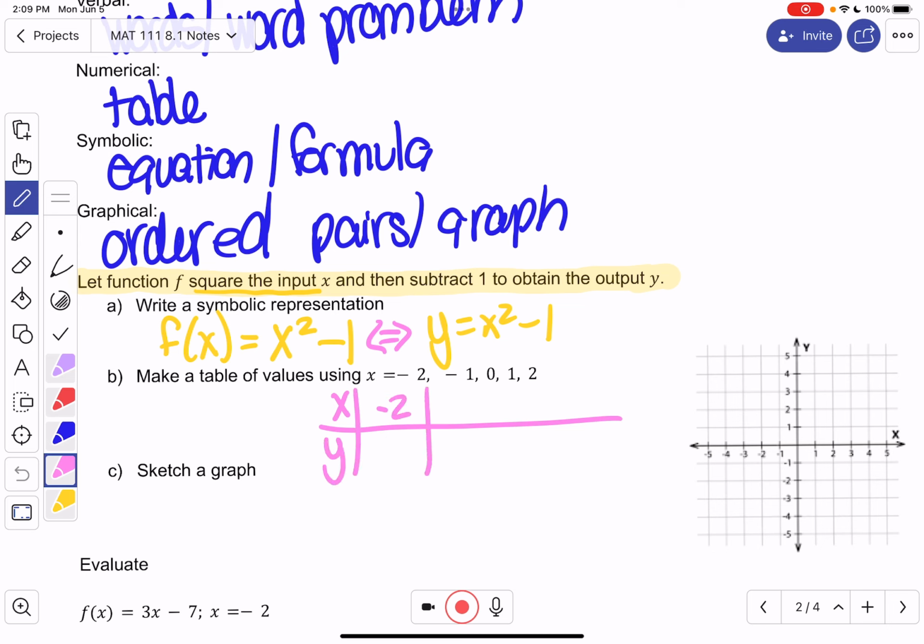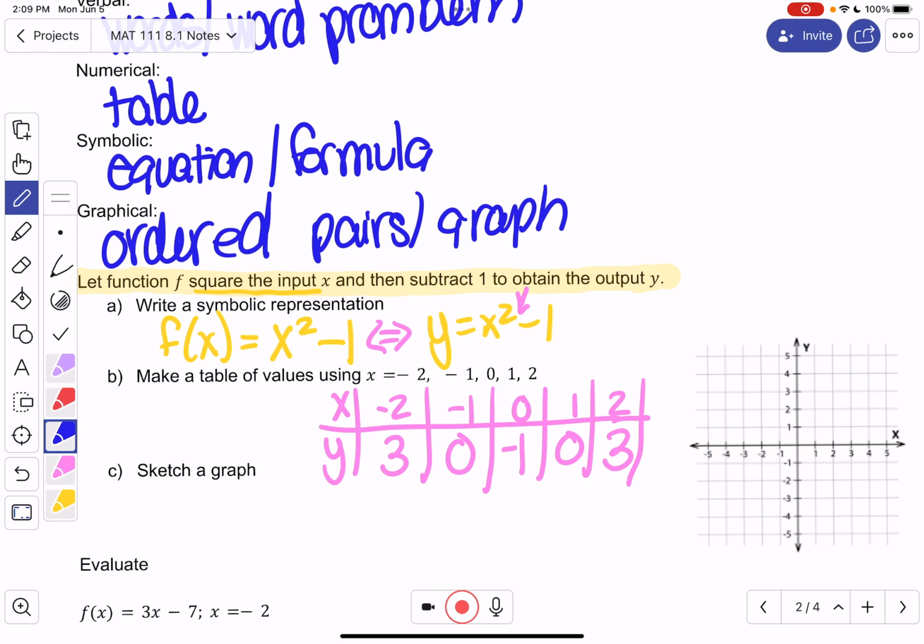So if our x is -2, -1, 0, 1, and 2, we just plug those into that equation. So -2 squared would be 4, minus 1 is 3. -1 squared is 1, minus 1 is 0. 0 squared is 0, minus 1 is -1. 1 squared is 1, minus 1 is 0. And 2 squared is 4, minus 1 is 3. So now we have our numerical representation.